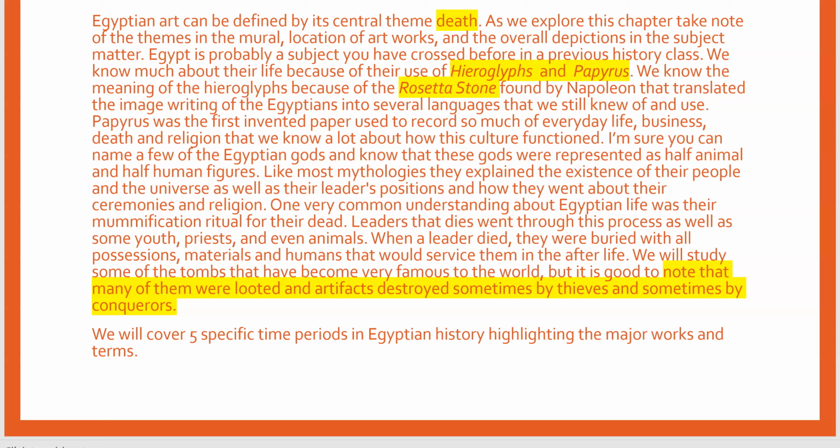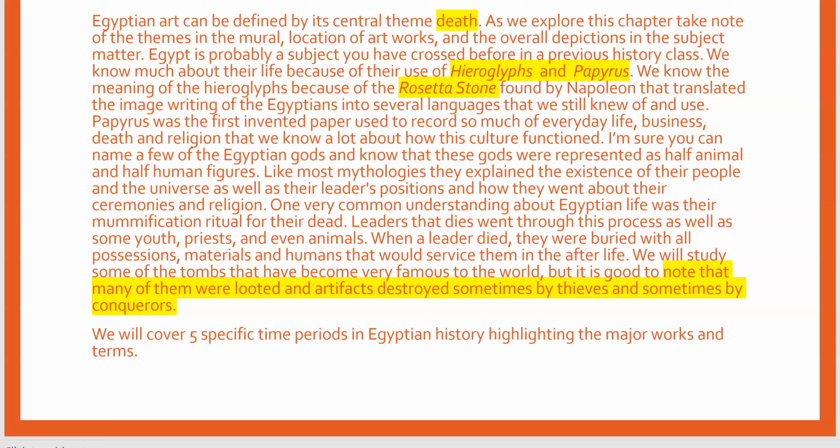But we know about their mummification, and if you haven't read about that, please do so. We will cover that a little bit in this chapter. You probably know a little bit about the Egyptian gods, how they're represented as half animal and half human figures. They have a lot of mythologies that explain the existence of their people through these gods, and just like the Greeks, there's a god of every position, a god of the underworld, a god of the sky, of the sun, a god of war. That sort of structure maintains.